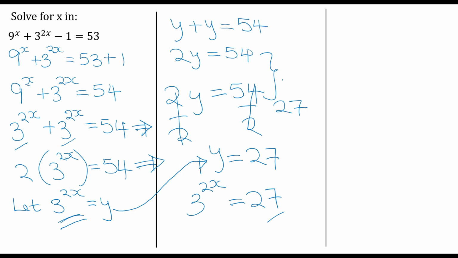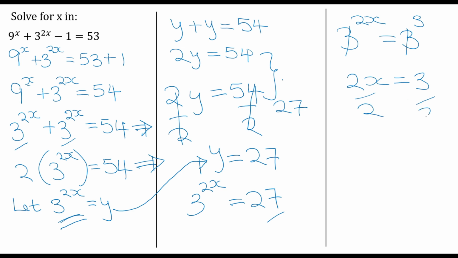How else can we write the value of 27? 27 can be written in terms of 3. On the left-hand side, we have 3 to power 2x is equal to 3 to power 3, which is the value of 27. With common bases, you're left with 2x is equal to 3. Divide both sides by 2. On the left-hand side is x, on the right-hand side is 3 over 2, which can also be written as 1 and a half.